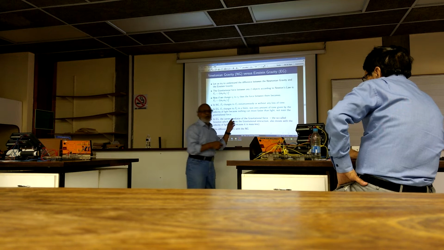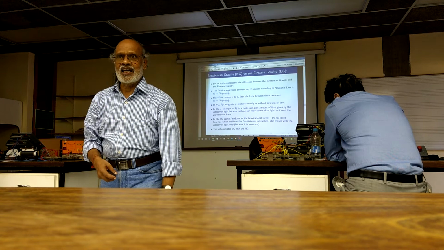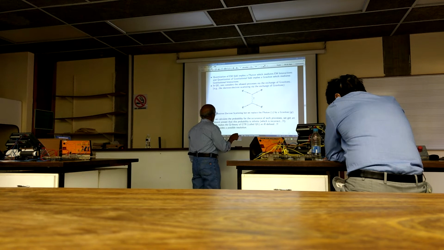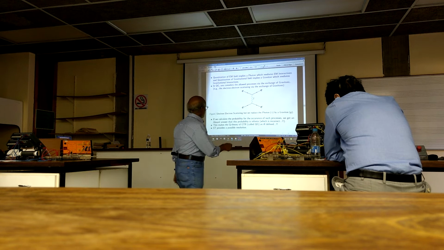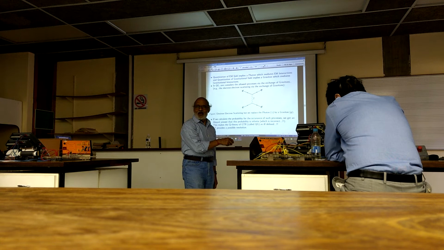So gravity is to be treated as a field theory of gravity, and the mediators are gravitons. So we come back to this diagram and we say, okay, so this is electron-electron scattering via the exchange of a photon. If Mr. Einstein said, okay, let me just replace this photon by a graviton, but life is not so easy as you plan it.